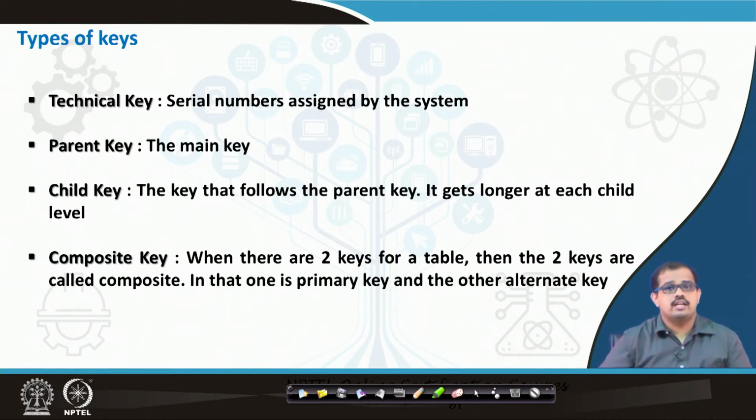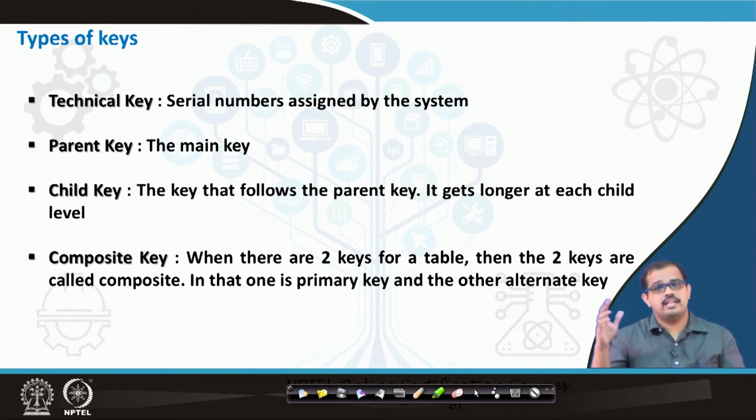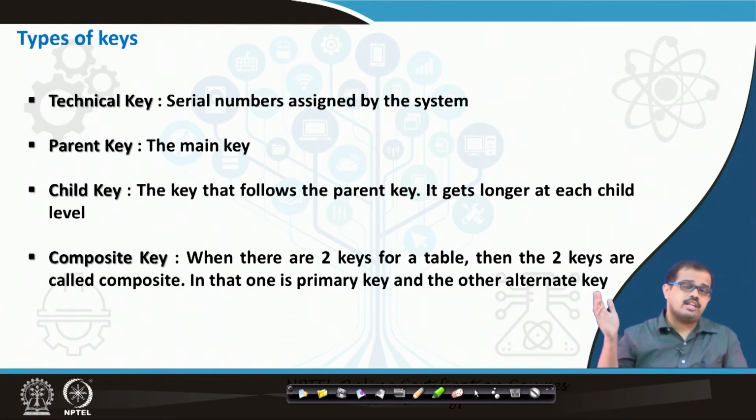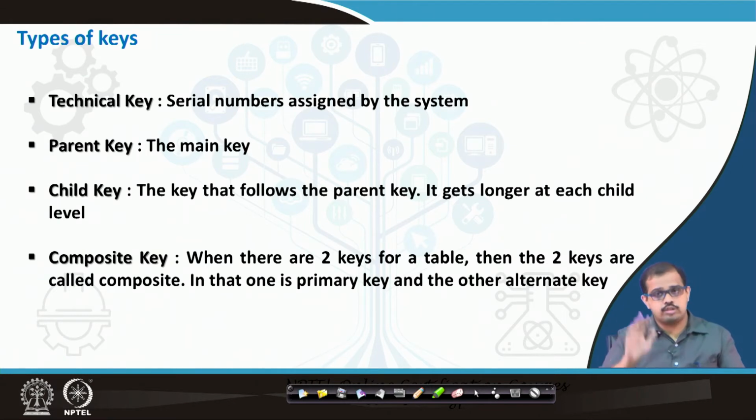Okay, then you have a composite key, where there are 2 different keys for a particular table, then the 2 keys are called composite keys. This can be a primary key also, or it can be any other alternate key. So it is not compulsory that both of these keys have to be primary keys. Okay, so this is called a composite key.